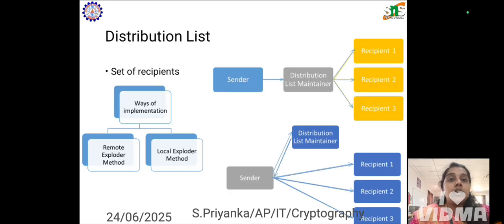Here, let's see in detail about the distribution list. A distribution list mainly consists of a set of recipients. The way of implementation is of two types, that is the remote exploder method and the local exploder method. First, the sender sends a message to the distribution list maintainer, and from the maintainer it is sent to recipients 1, 2, 3. As many recipients as needed can be available in this list.